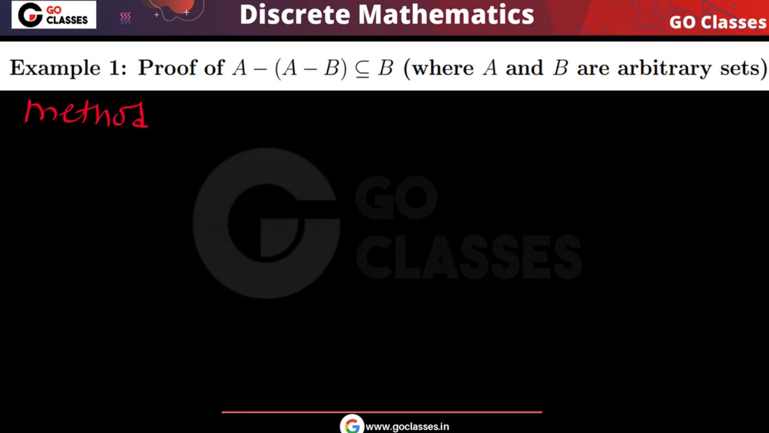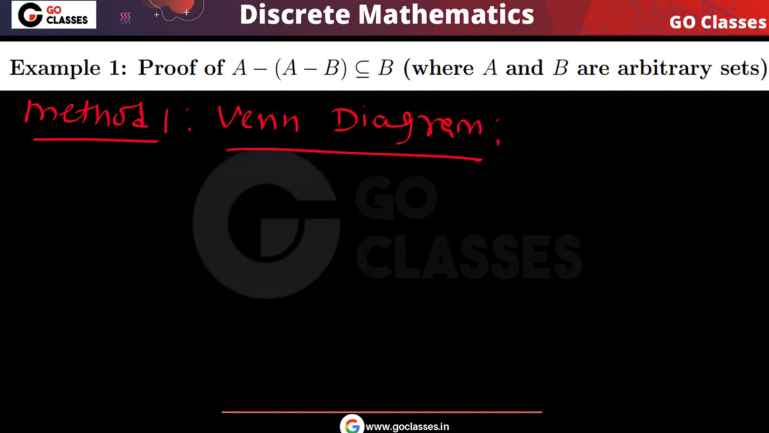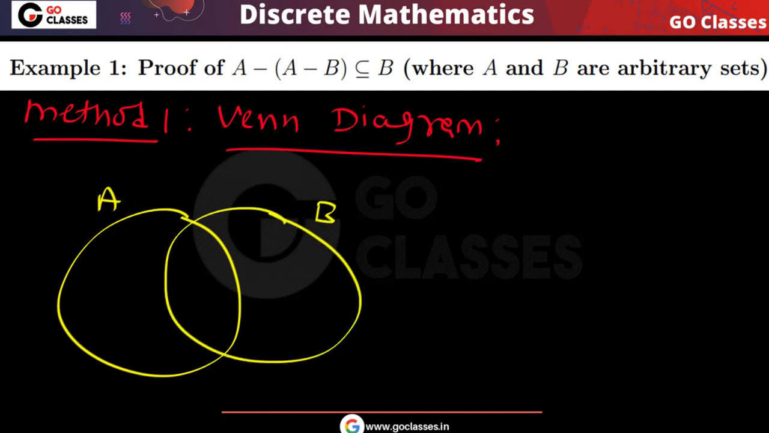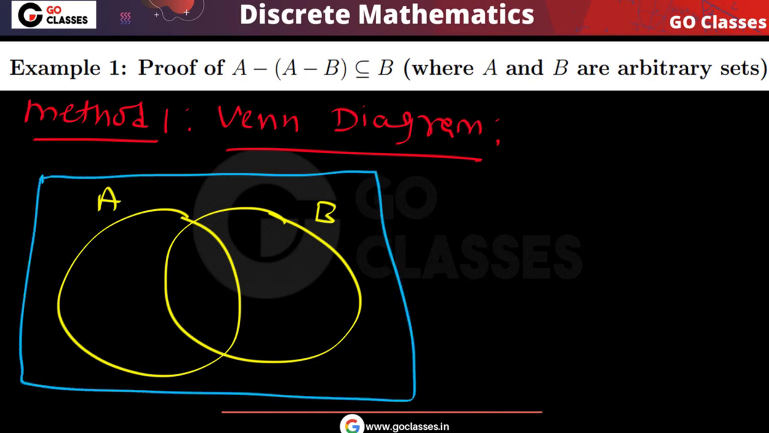Method 1 is basically the Venn diagram. In the GATE exam you should apply this method because it is less time taking. It will not take much time. The method is this: you have set A, and you have set B, and this is your universal set. Now in this Venn diagram you can create a total of 4 areas. This is area 1, this is area 2, this is area 3, this is area 4.